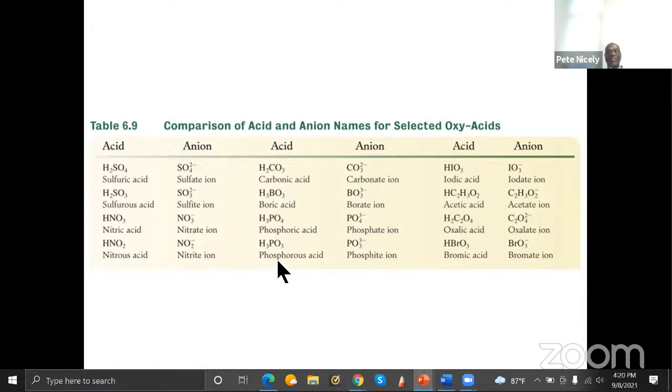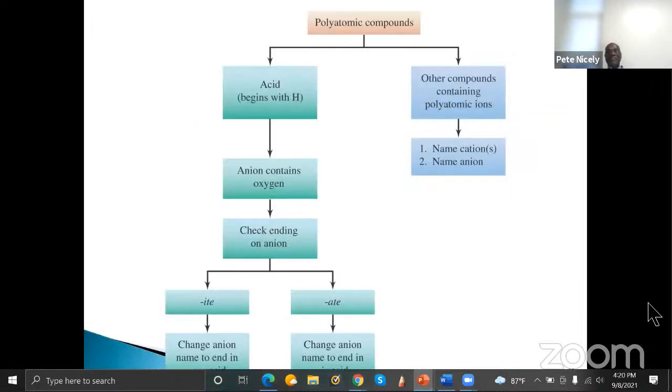For example, this one here, this is called the phosphite ion. So therefore the name of the corresponding acid is phosphorous acid. And then over here we have the acetate ion, and the name of the corresponding acid is acetic acid, and so on and so forth, all right? Okay, so this is just a summary of what we just discussed in terms of the names of the acids, for oxyacids that is.